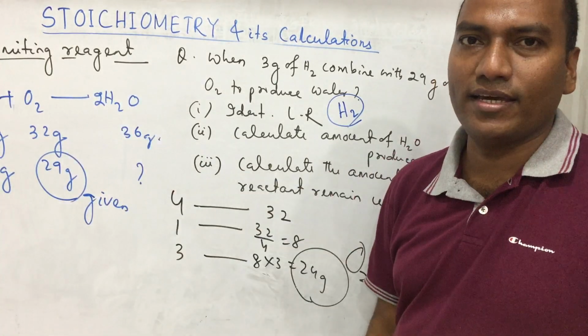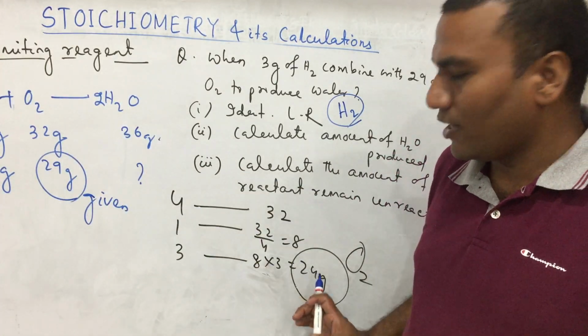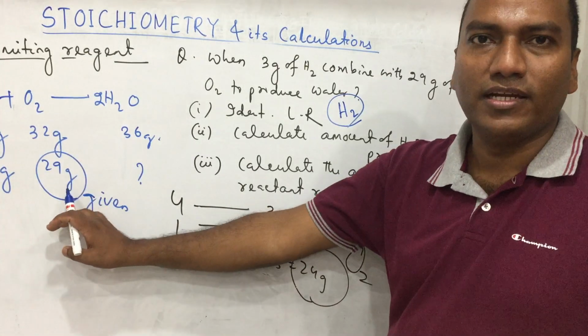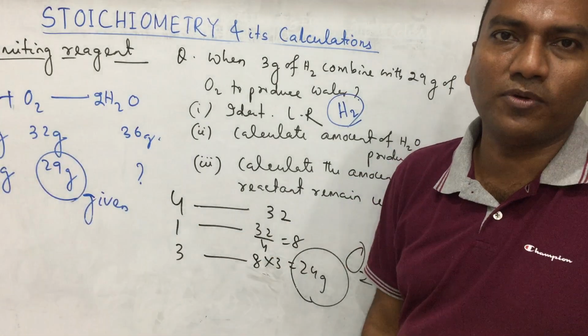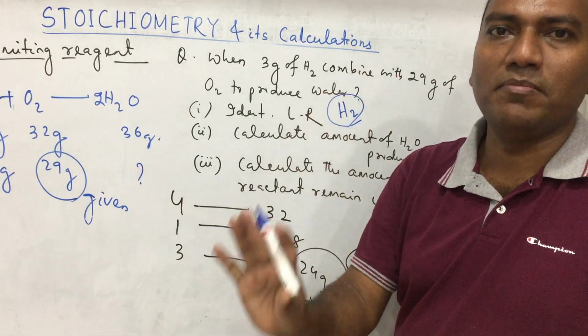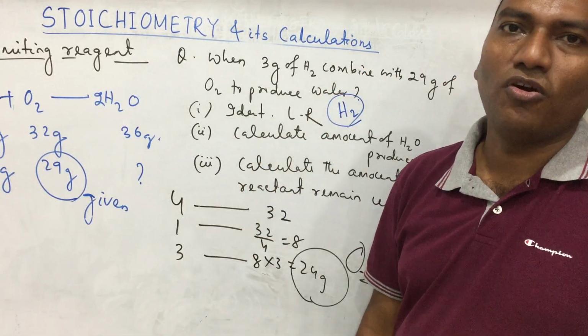So which one is excess here? Oxygen. How much required? 24. How much given? 29. So 29 minus 24 equals 5 gram remains in excess. So this is called a limiting reagent problem.